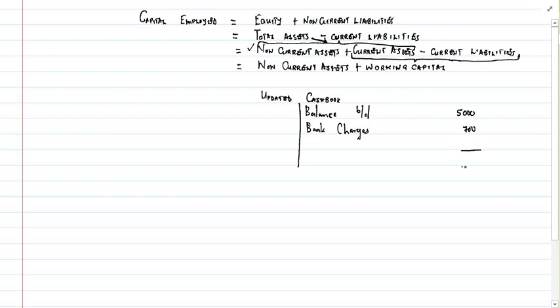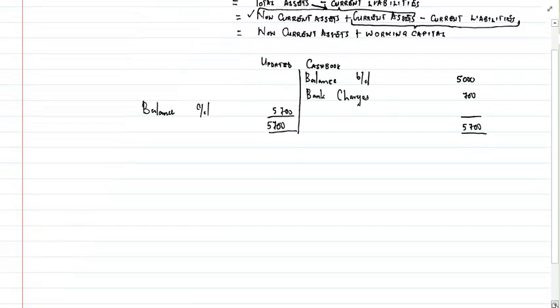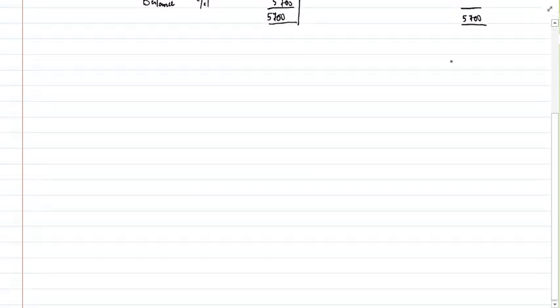We are done with updating our cash book, so we balance it off. Simple math there, 5,700, 5,700. Balance carried down, 5,700. To save our time, I'm not going to write the balance brought down there. I will just dive into the reconciliation statement.